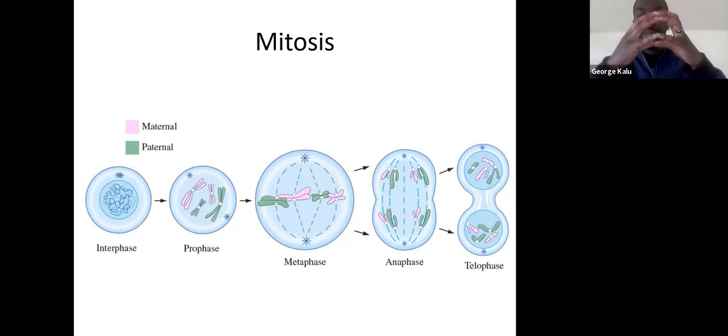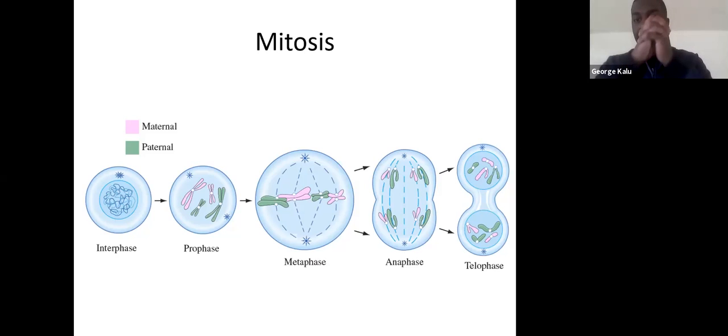Then we get to anaphase, where we physically separate our sister chromatids. So our chromosomes are now separated here. In telophase, we start to reform our nuclei, which are going to contain our chromosomes. And then the last phase is cytokinesis, where you physically separate your two cells into two components. There are two daughter cells here.